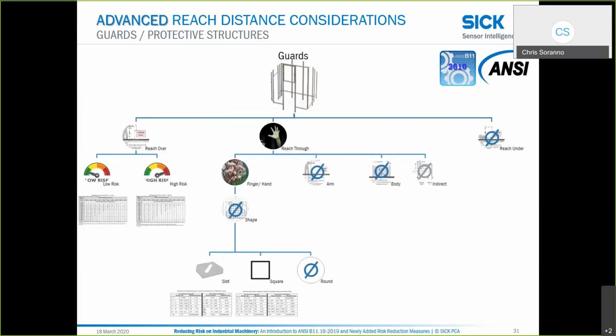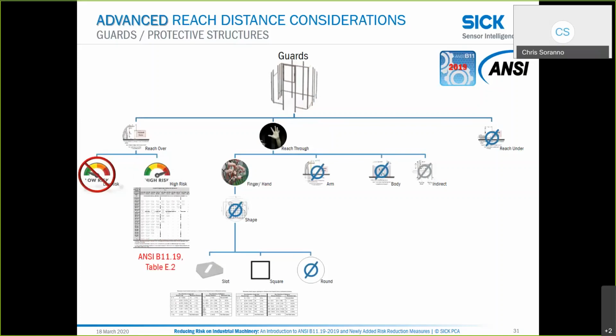But looking at what we had in 2010 on the screen and how it's changed to 2019. One of the things we did was we eliminated the low risk table for reaching over a guard. If there's a hazard and you can touch it, it shouldn't matter if it hurts a little bit or hurts a lot. It's still a hazard, and we want to make sure you can't reach it. So we've taken the approach of using a single approach to ensuring that hazards cannot be reached.